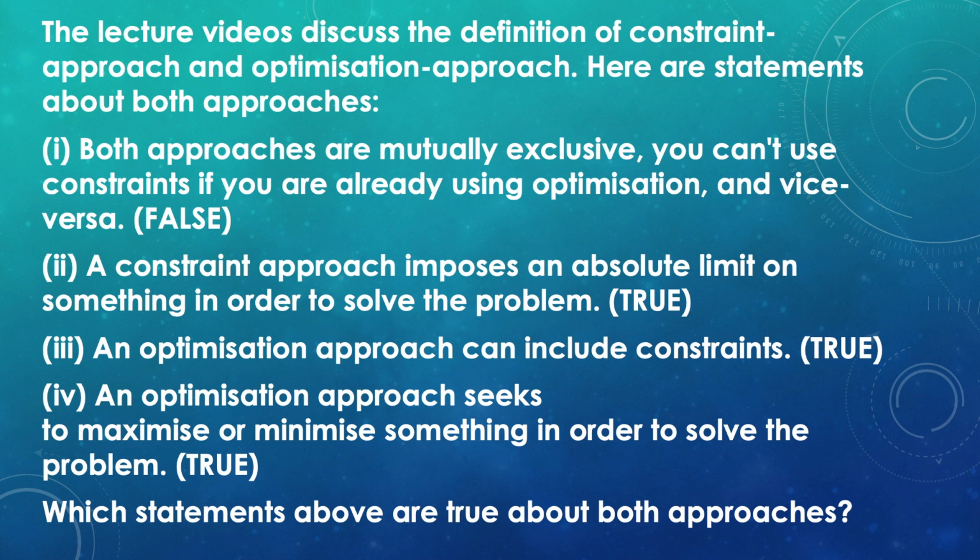So actually, if option 1 is wrong, option 3 is correct because optimization can include constraints. And for the last one, an optimization approach seeks to maximize or minimize something in order to solve the problem. So this is true for the optimization approach. It's different than the constraint approach because the constraint approach is about limits, absolute limits that you cannot break.